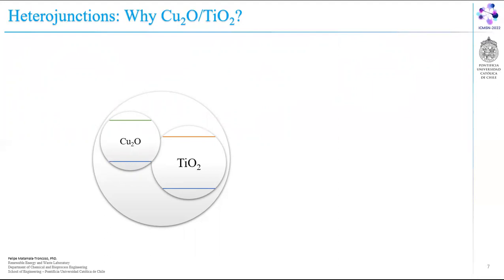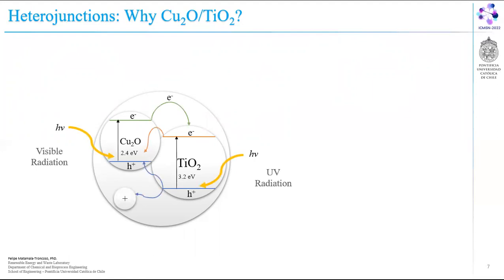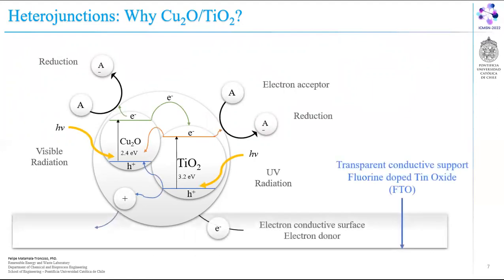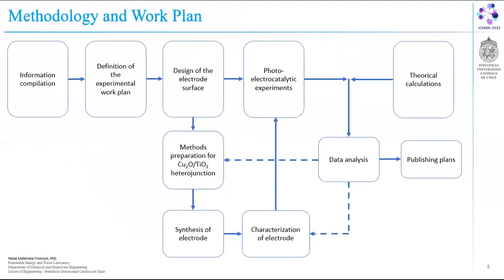Then, if we fix the heterojunction on conductive and transparent glass like FTO, it's possible to generate a photoelectrode that favors the reduction on this surface. This is the general work plan for this research, and currently we are in this step, theoretical calculations.